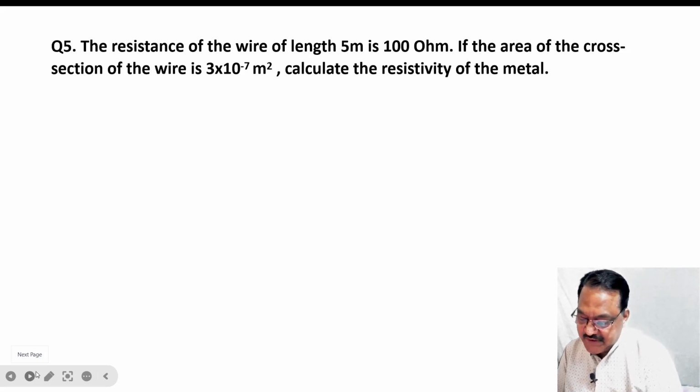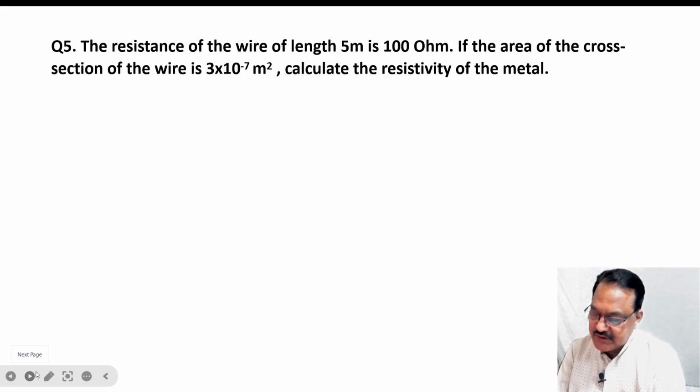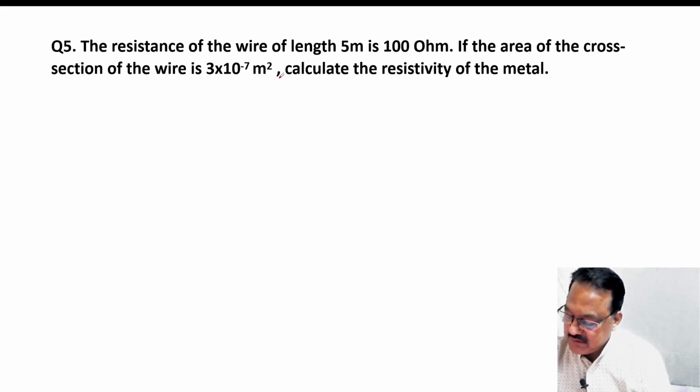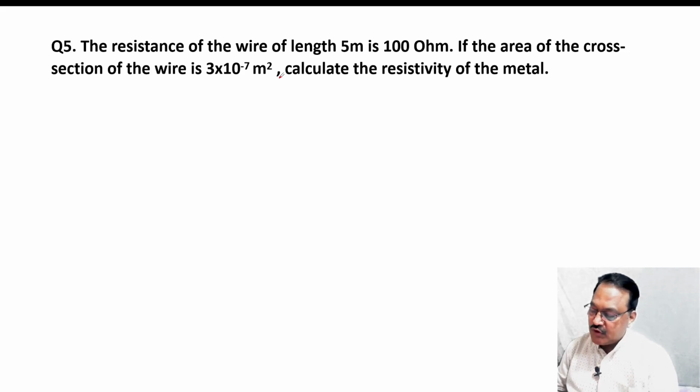The resistance of a wire of length 5 meter is 100 ohm. If the area of cross section of the wire is 3 into 10 to the power minus 7 meter square, calculate the resistivity of the metal. This question is related to law of resistance. What is this question talking about?